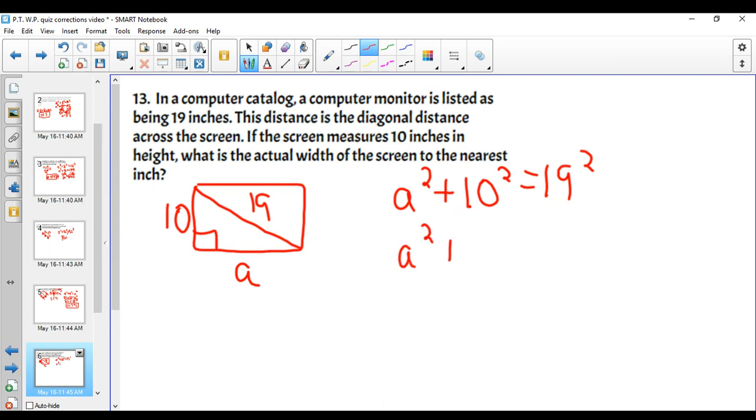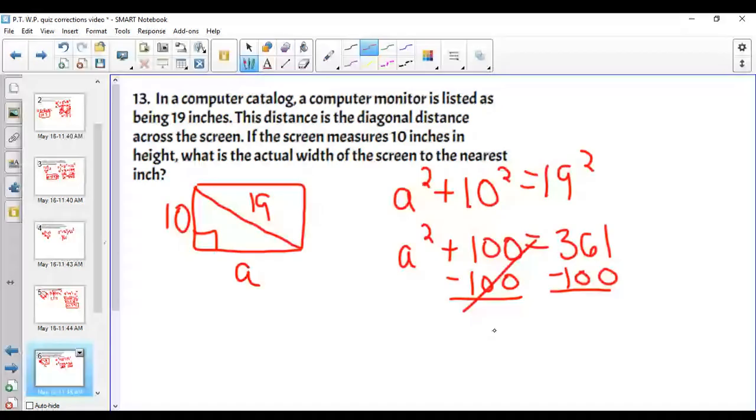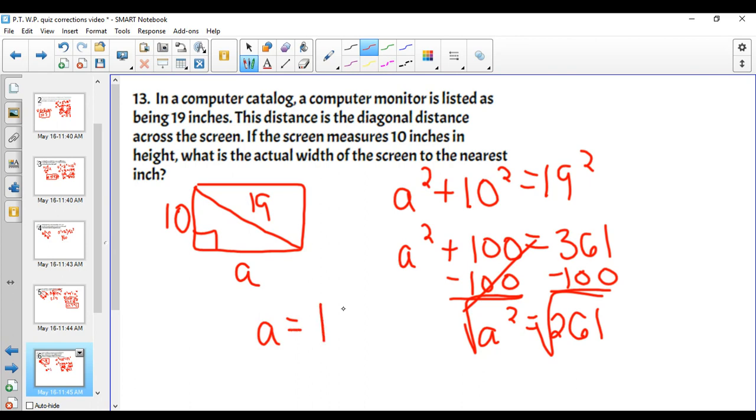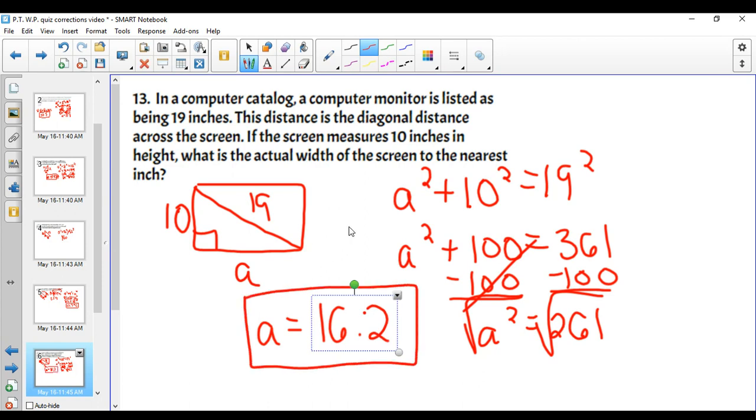Okay. So 10 squared gives us 100. 19 squared gives us 361. Next step, we need to subtract 100 from both sides. Okay, that gives us 261. And then we want to find the square root of that. Okay, which comes out to 16 and 2/10.